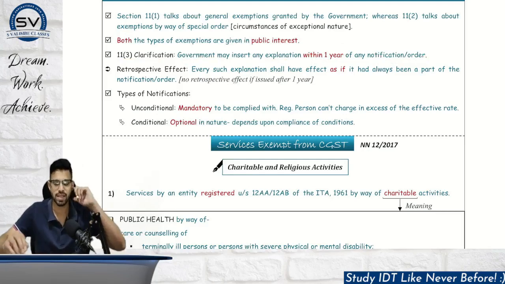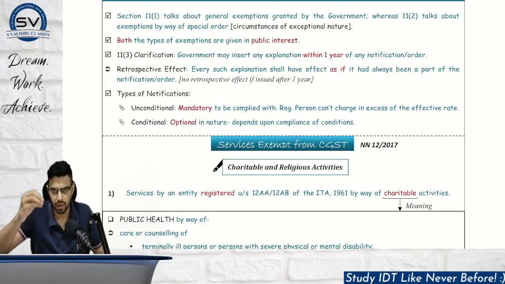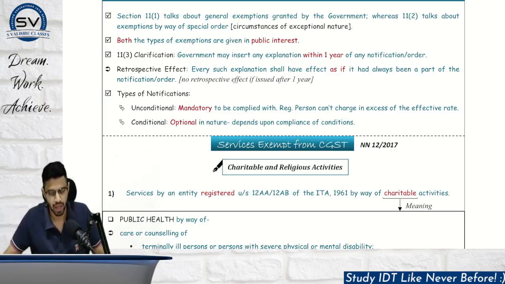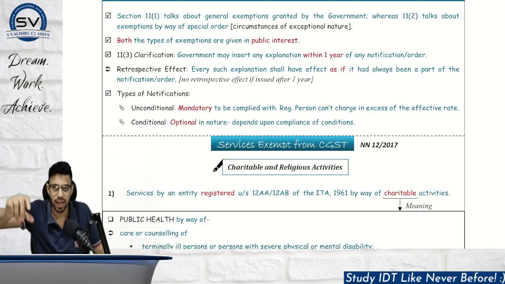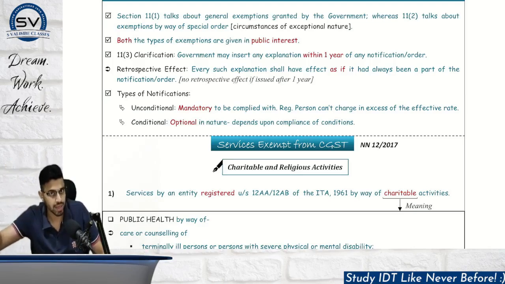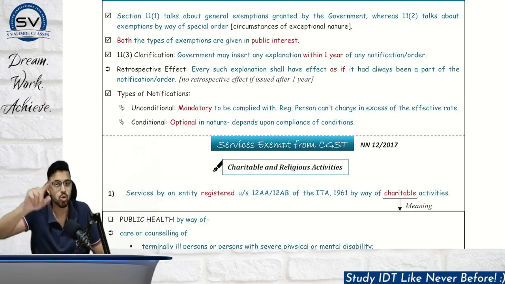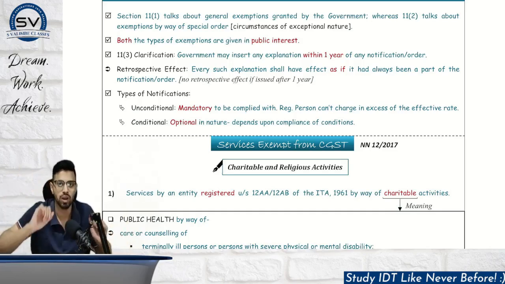So for example, let's say government issues a particular exemption notification on, let's say, 5th of January. Now, if it inserts any explanation within 1 year from the 5th of January, that is till 4th January of next year, then that explanation shall have a deeming concept. What do you mean by deeming? Deeming means something which is not actually the case, but we are considering it to be, right? So in that case, if any explanation is issued within 1 year from the notification, it will be deemed to be considered as a part of the notification.